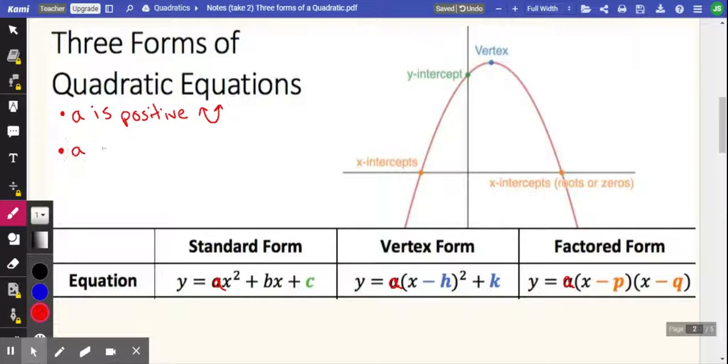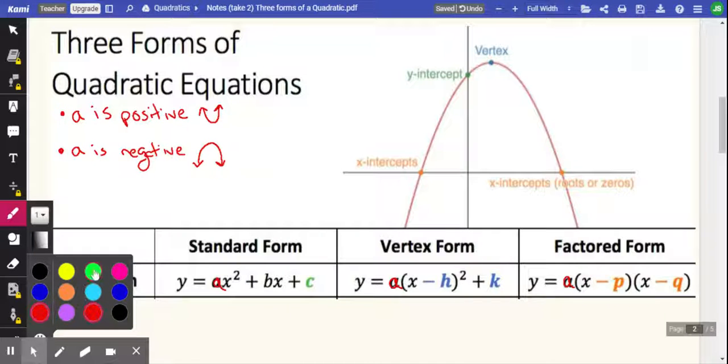If that a value in any form is negative, so that number out in front of your x squared, that coefficient is negative, what that does is give you an upside down parabola, so like a frowny face parabola. In other words, it's concave down. So, if it's a little bit more mathy, that's what it will say. But each one of these forms tells us some other information as well.